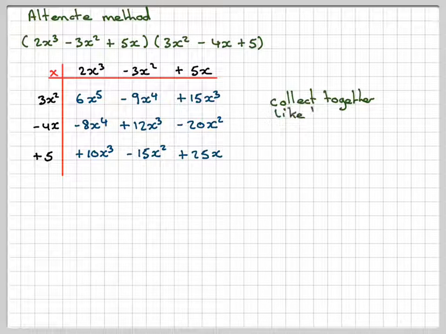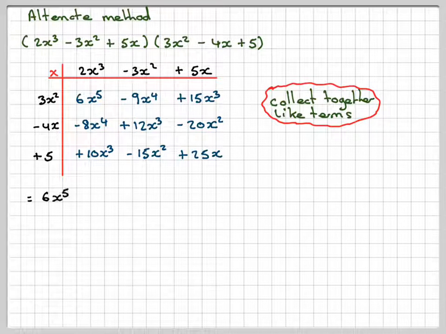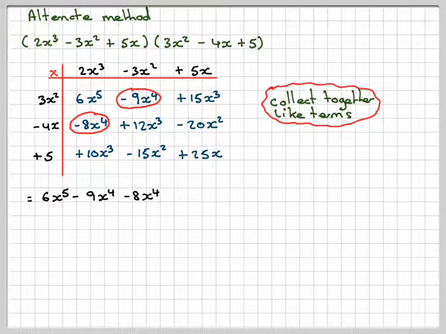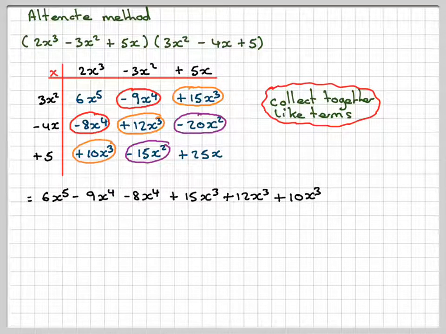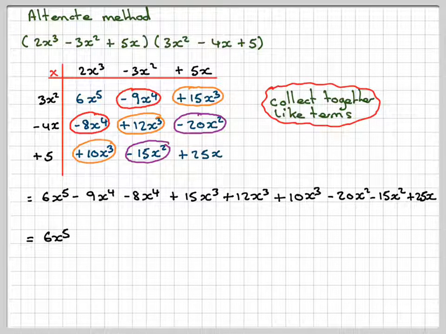Now you collect together the like terms. So we've got 6x to the 5, and then we've got 2 terms in x to the 4, so minus 9x to the 4 minus 8x to the 4. 3 terms are cubed. It's plus 15x cubed plus 12x cubed plus 10x cubed. 2 terms with x squared, so it's minus 20x squared minus 15x squared. They don't always appear in diagonals like this, so you need to just write them out, and then plus 25x at the end. Collect together the like terms.